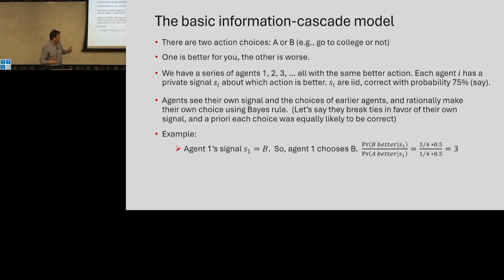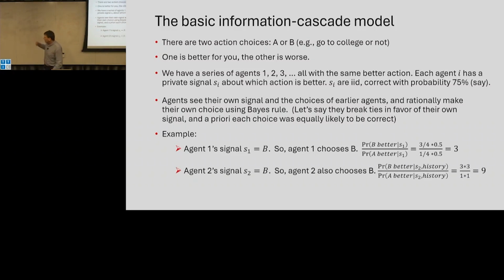What is the probability that B is better given their signal over the probability that A is better given their signal? By Bayes' rule, that's the probability of seeing their signal given that B is better times the prior probability B is better, over the probability of seeing the signal given A was better times the prior that A was better. We assume that the priors are equal, so those go away. And then the probability of seeing your signal given B was better is 3/4. The probability of seeing that same signal given that A was actually better was only 1/4. So great, 3/4 over 1/4, 3 times more likely that B was better compared to A, you'll choose B. Okay? Good.